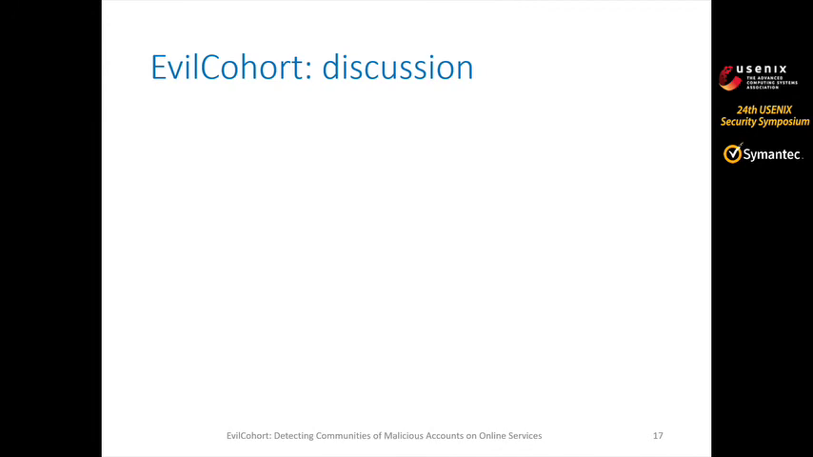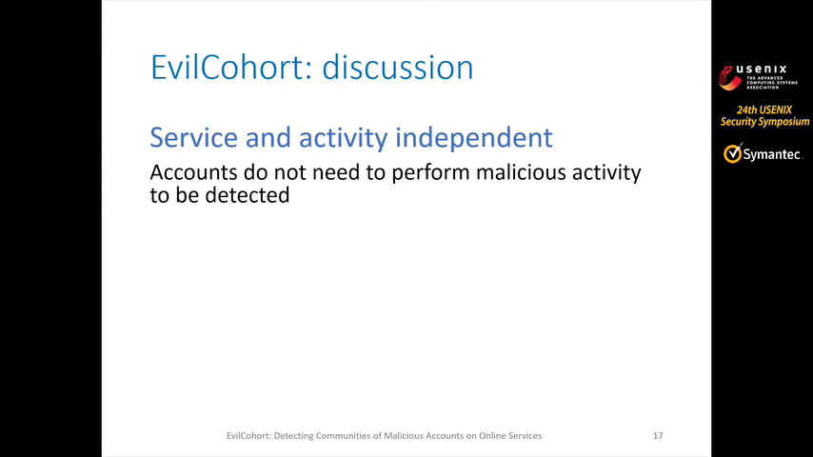So as a discussion, our system is service and activity independent, and this is very important because we can detect accounts that do not need to perform any clearly visible malicious activity on the online service to be detected. In fact, on the login dataset, we don't know what kind of activity these accounts were performing. Could have been spam, could have been crawling, could have been something else, but we were able to detect all of them.